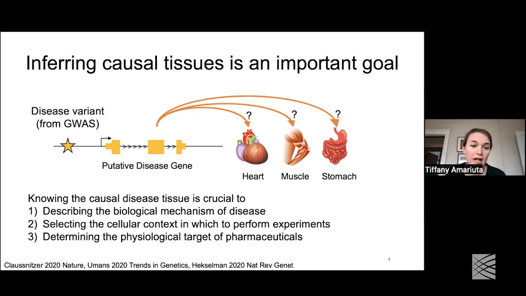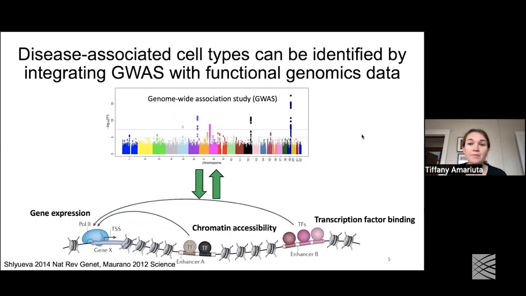So for example, knowing the causal disease tissue is crucial to, one, describing the entirety of the biological mechanism of disease, two, selecting the cellular context in which to perform follow-up experiments, such as in an in vitro or in vivo setting, and then finally determining the physiological target of eventual pharmaceuticals. So disease-associated cell types can be identified by integrating GWAS with functional genomics data.